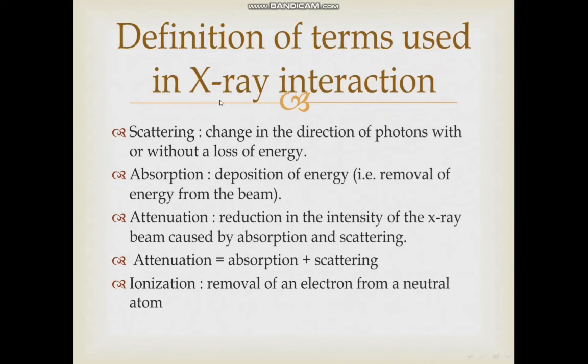Definition of terms used in X-ray interaction. Scattering: change in direction of photons with or without loss of energy. Absorption: deposition of energy. Attenuation: reduction in the intensity of the X-ray beam caused by absorption and scattering. The attenuation is the sum of absorption and scattering. Ionization: removal of an electron from a neutral atom. This is the meaning of ionization.